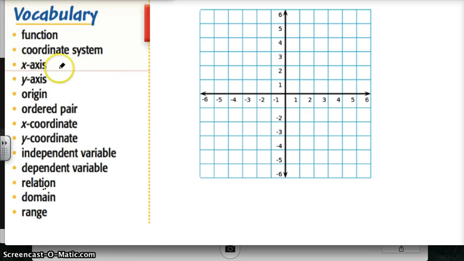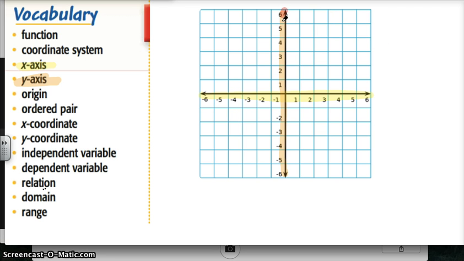We're going to actually start with the concept of coordinate system, and a coordinate system refers to plotting things on the coordinate plane, this x and y axis plane. And so the first term that I want to talk about here is to highlight the x-axis, which is the horizontal axis that goes from left to right. The next term is the y-axis, and that goes from north to south, or the vertical axis up and down.